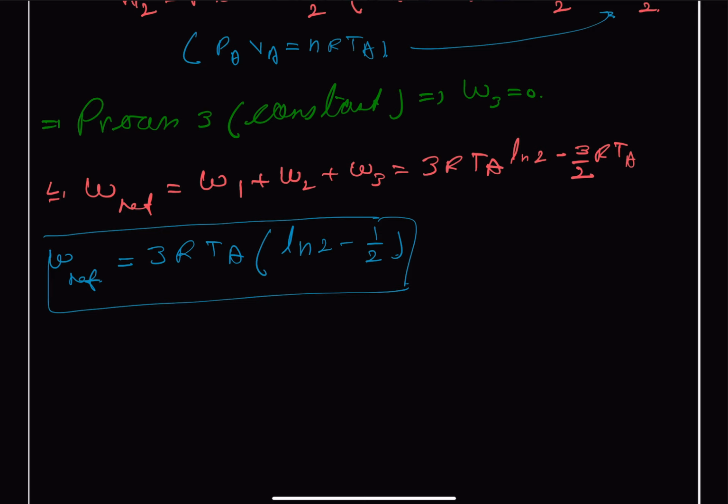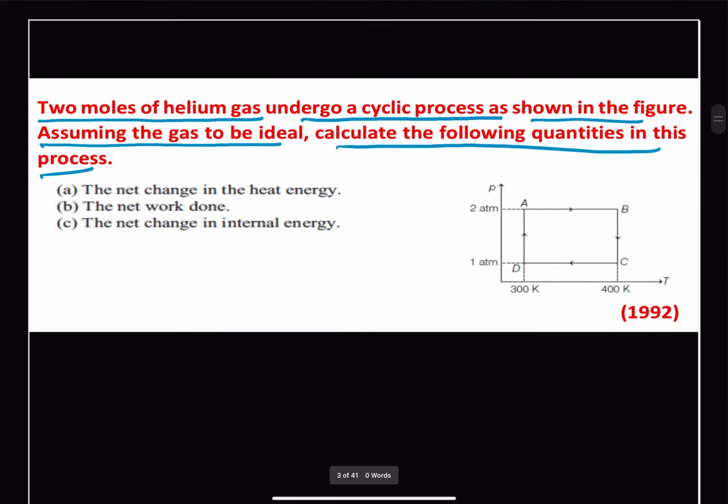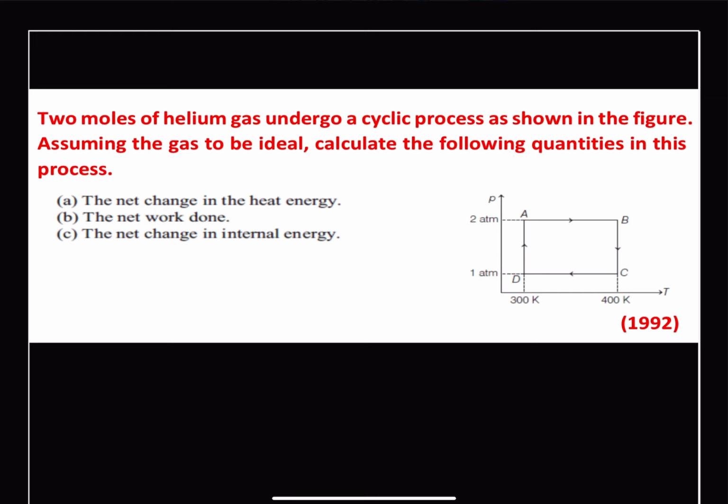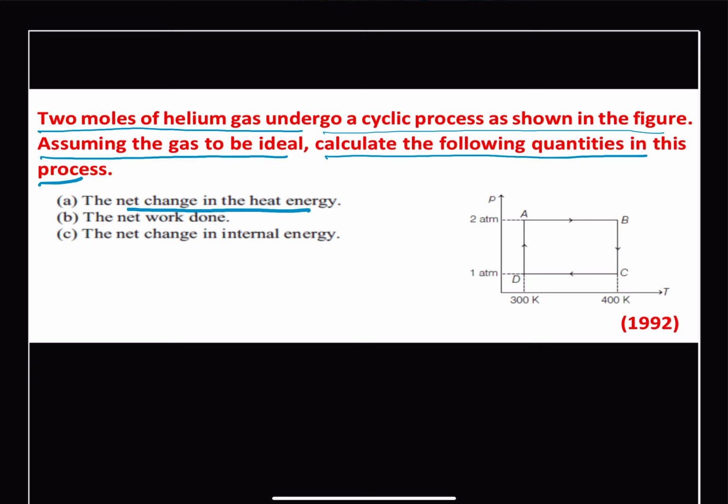Next question. It states that two moles of helium gas undergo a cyclic process as shown in the figure. Assuming the gas to be ideal, calculate the following quantities in the process. First is net change in heat energy, net work done, and the net change in internal energy.